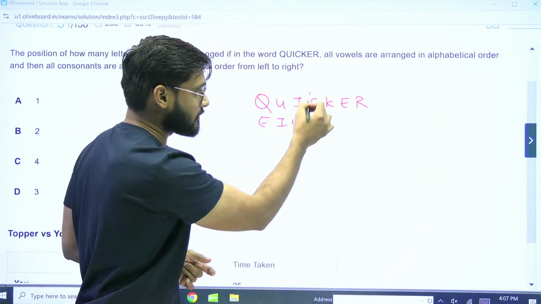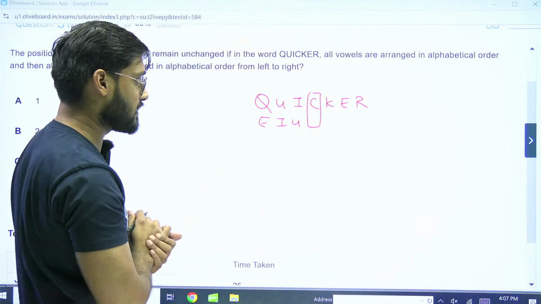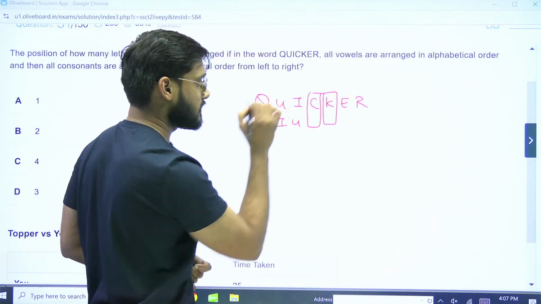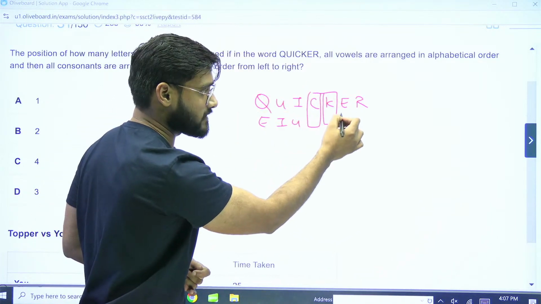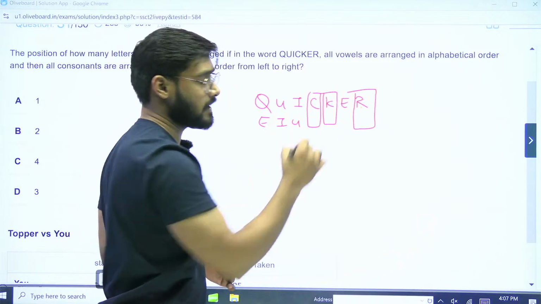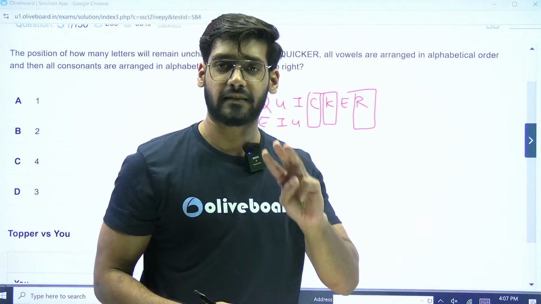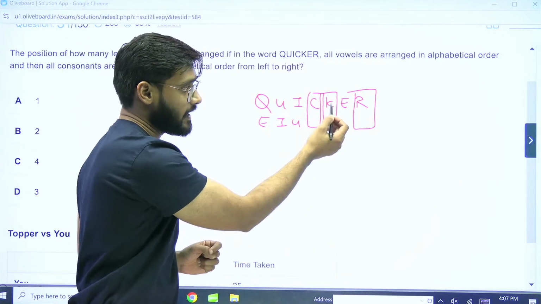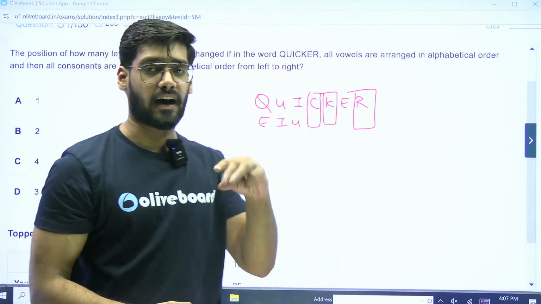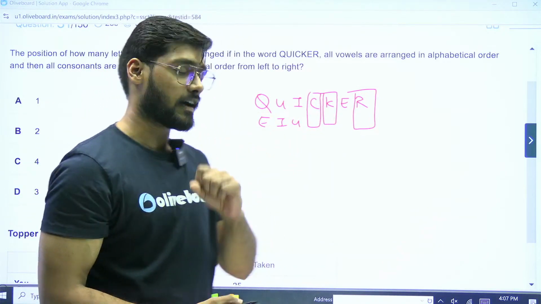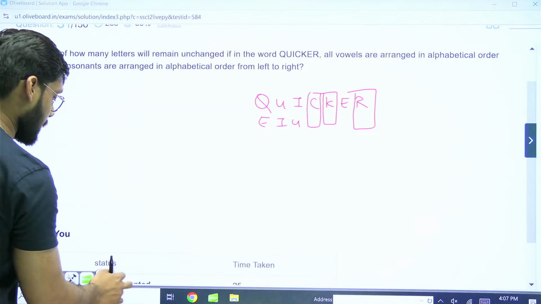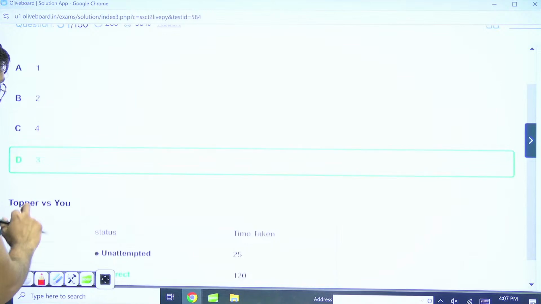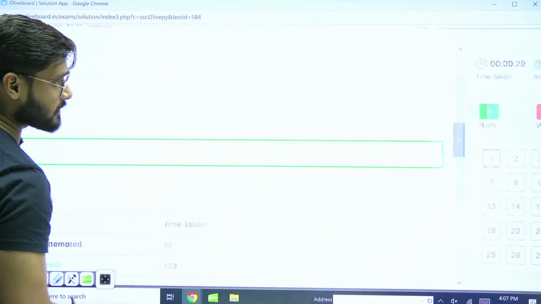C will come, and C will remain unchanged. After C, K will come, and K will remain unchanged. After K, Q will come, and Q will change. Then R will come, and R will remain unchanged. So there are three letters that remain unchanged: C, K, and R. Let's mark the option. Option D, 3, is the right answer because it turns green.